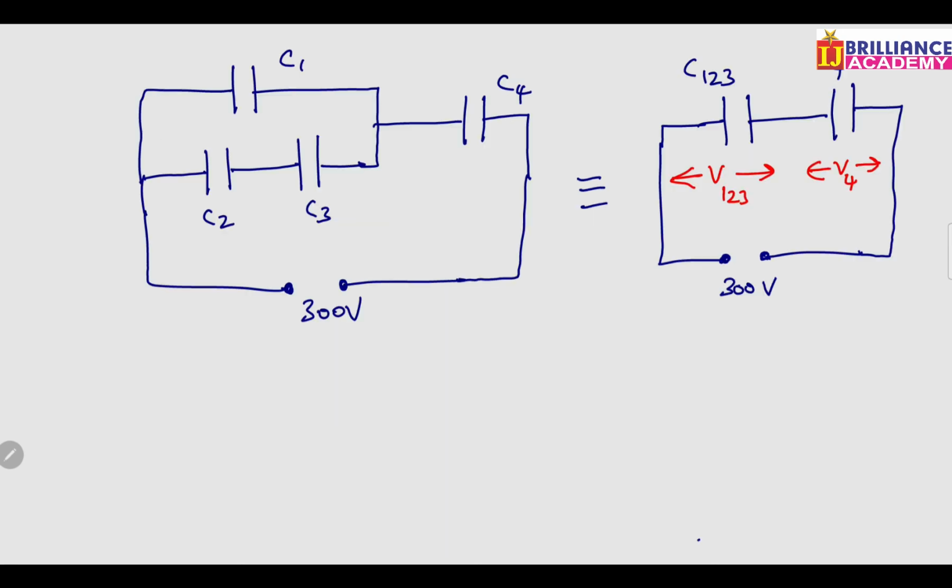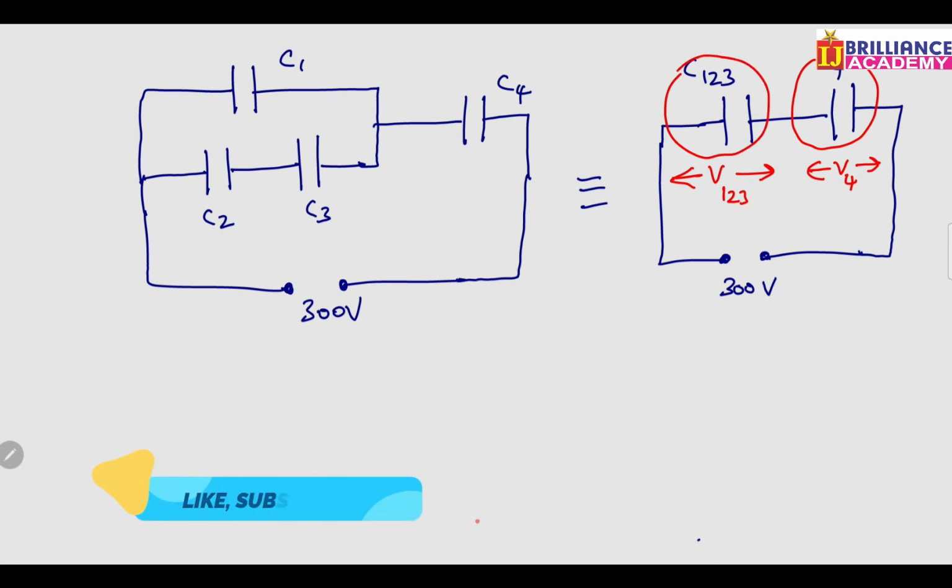So 20 nano coulomb will be here, and 20 nano coulomb will be here across C123 also. Okay, but we know in a parallel combination charges will split. So C1 will have one charge, and C2 and C3 will have another charge. Before that, let's find the potential V4 and V123.